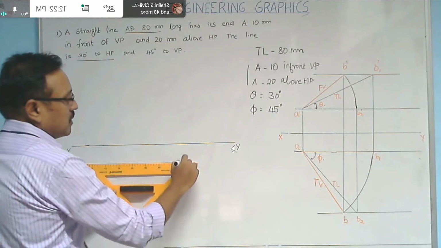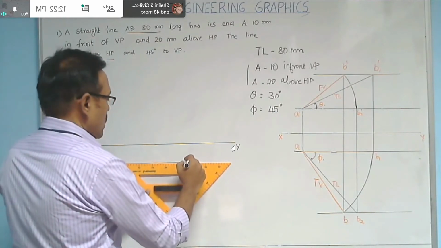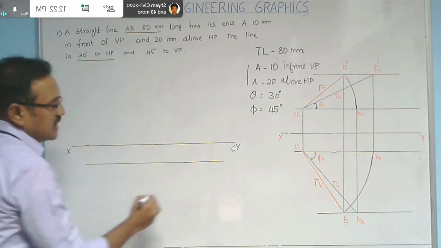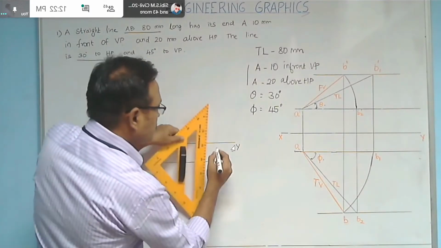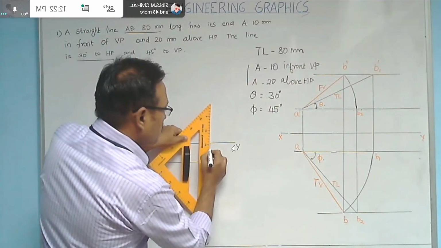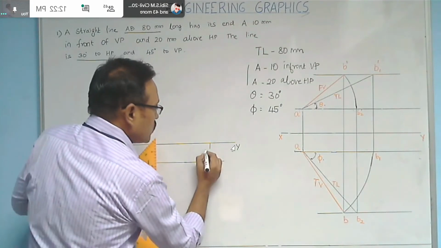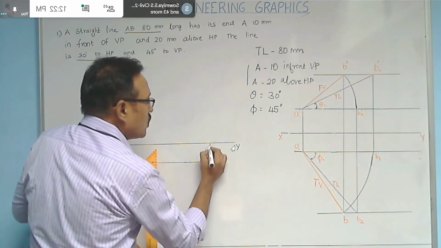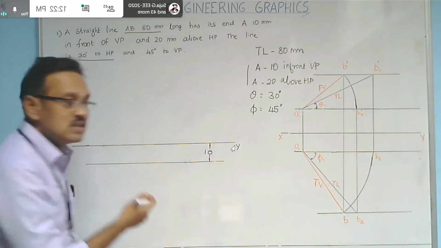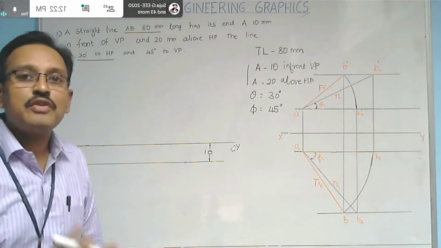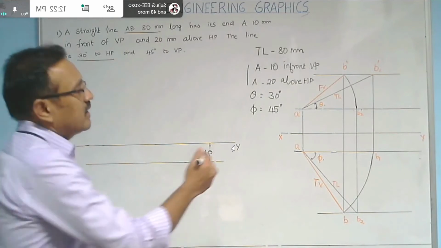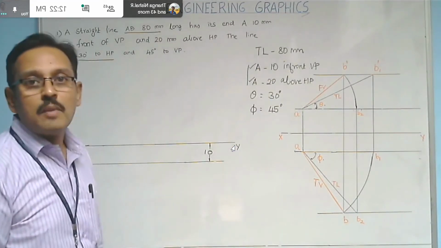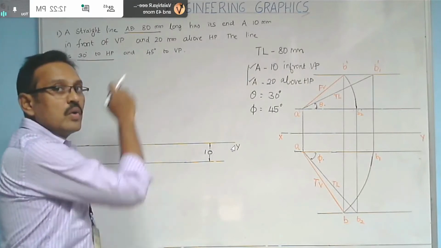So 10 mm below XY, I draw a locus line. So you can say that this is 10 mm in front of VP. And again, this is 20 mm above HP, 20 mm above XY.